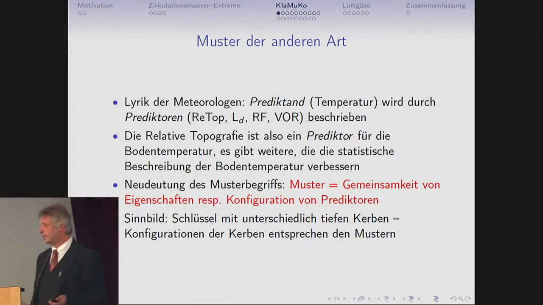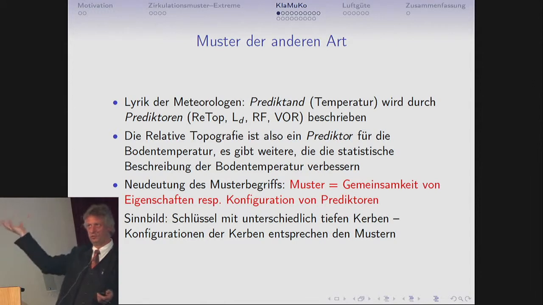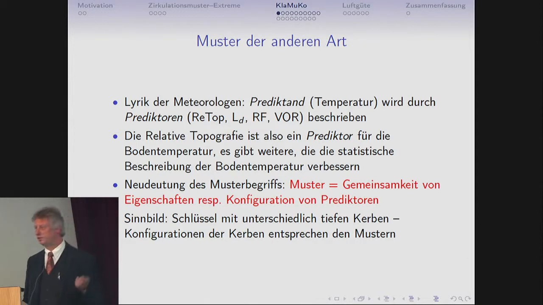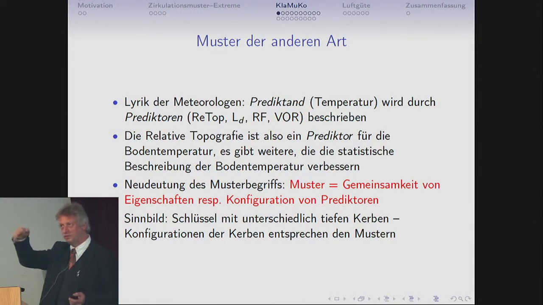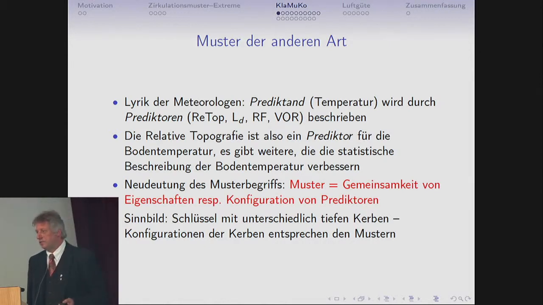Our own little technical poetry. And in the lyrics of the meteorologists, we call it a predictand. This is the temperature that we want to predict. And we use predictors for this. So these are the different parameters that we use to describe it. So the relative topography is a predictor, that means it helps us to predict a certain value, for example, the soil temperature. So there are more things that can improve the prediction.